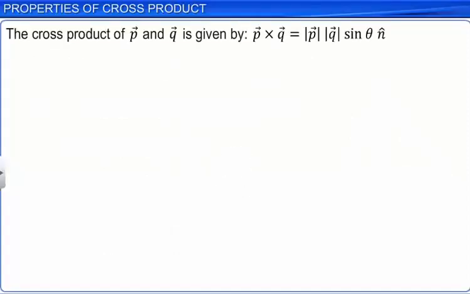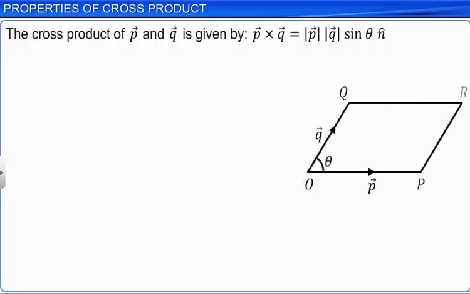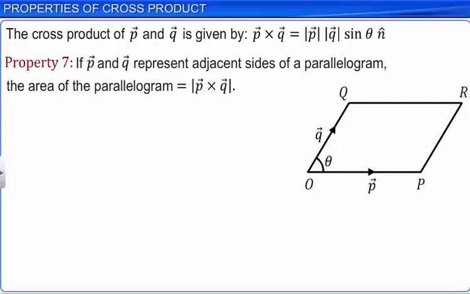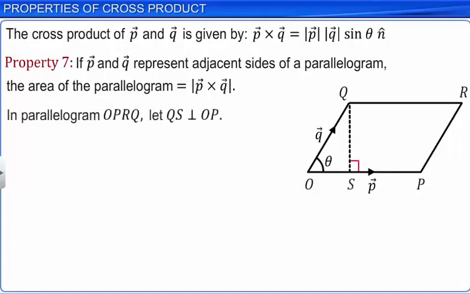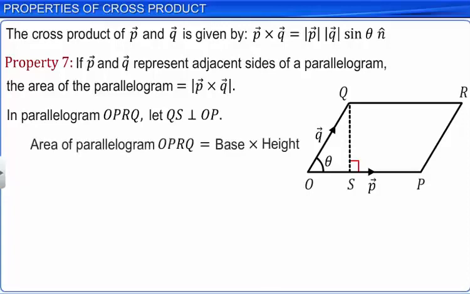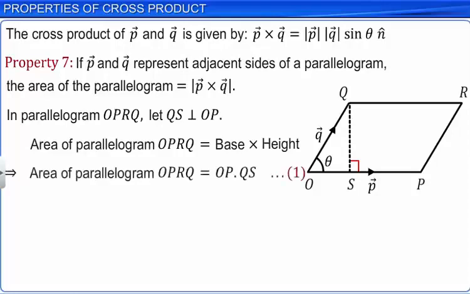We have another property that states that if two vectors P and Q form adjacent sides of a parallelogram, then the area of that parallelogram is equal to the modulus of the cross product of vectors P and Q. To prove this property, we draw QS perpendicular to OP as shown. By formula, area of parallelogram OPRQ is equal to the product of base OP and height QS.